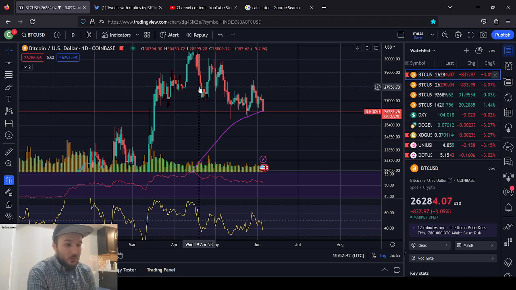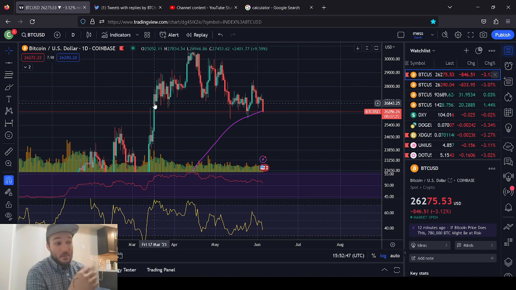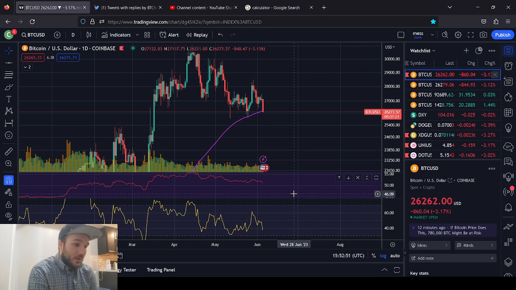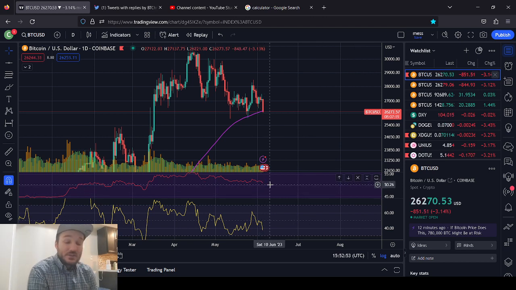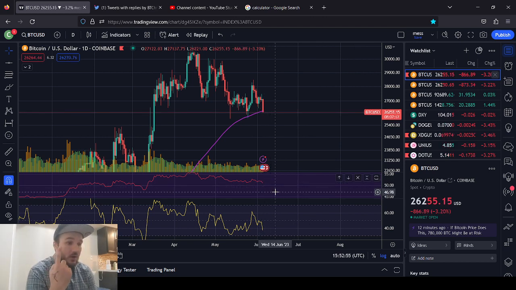The biggest day that we've had since March, which was a 9% day. Maybe we have a bigger than 9% day. I don't know. But let's get into what I was just saying. So the RSI here is above the 50. It is above the 50, so we don't have that.